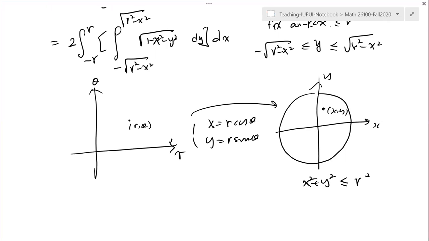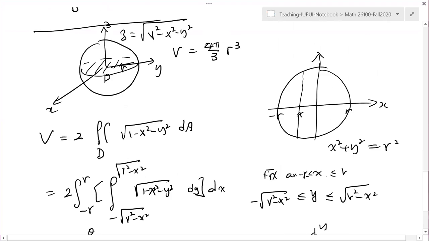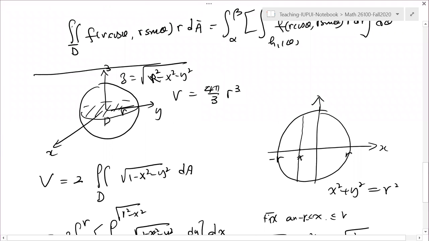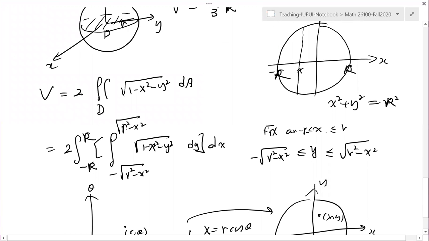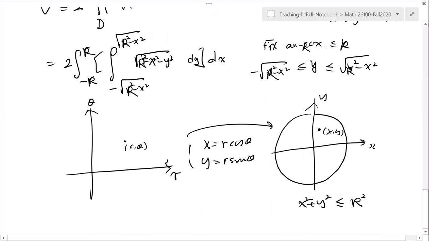Now I'm confused with the same r here. So let's change it to capital R, okay? Because this is a fixed capital R. I don't want to use the same r here. Yeah, this is actually the capital R. All right, so we change everything here.